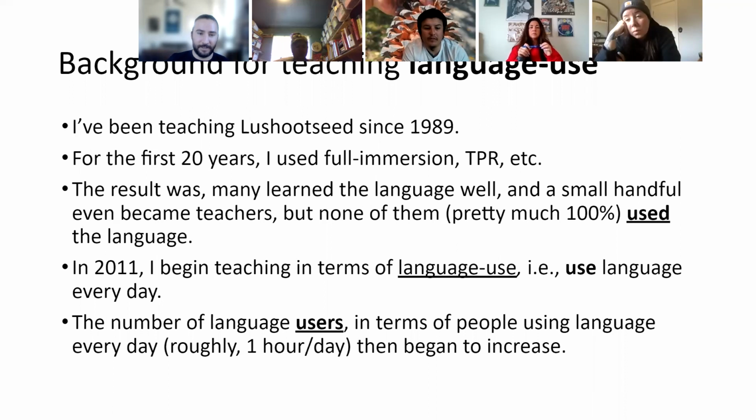So in 2011, he began teaching in terms of language use, i.e. use the language every day. The number of language users, in terms of people using the language every day, roughly an hour a day, then began to increase.